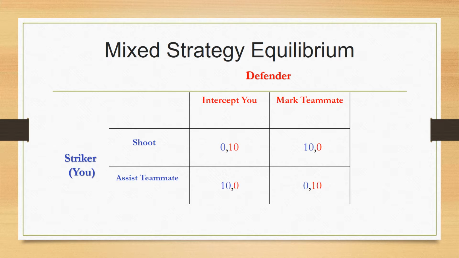We will now calculate the mixed strategy equilibrium in this game. This is the probability of a player selecting a particular action such that the other player is indifferent between their actions. Firstly, we assign probabilities to each player's action. We will denote the defender's probabilities with P and the striker's probabilities with Q. We will now proceed to calculate the probabilities of P and Q.